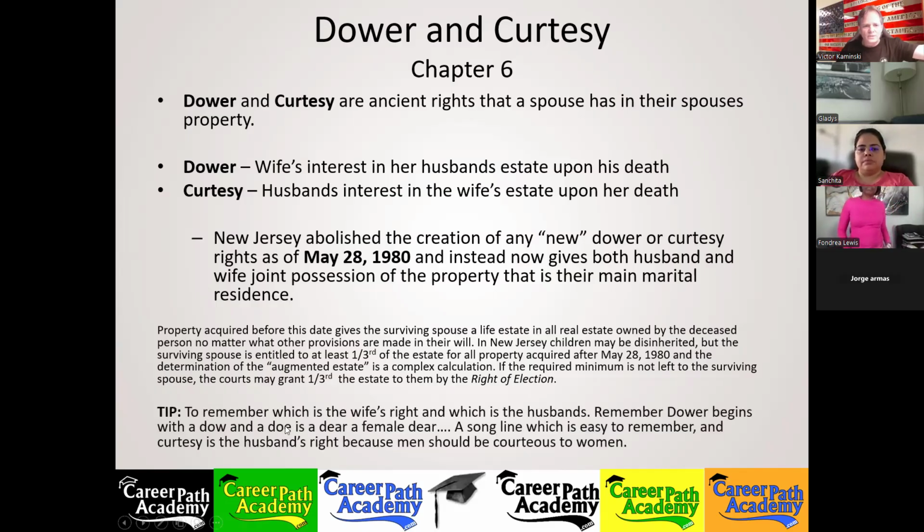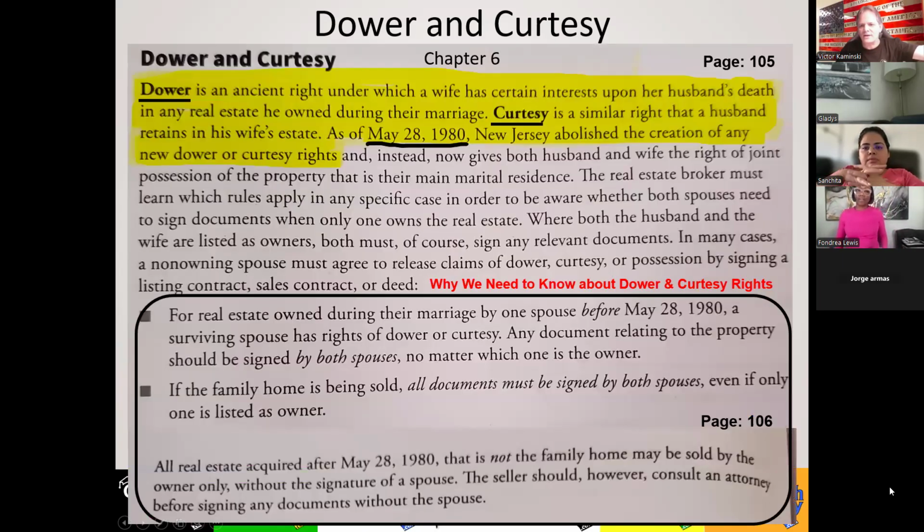Here's a little tip. To remember which is the wife's right and which is the husband's, dower begins with a doe, and a doe is a deer, female deer. That's the wife's right. And courtesy, because men should be courteous to women. That's the husband's right. Okay. And we'll leave off there. Oh, this is the highlighted stuff. You guys, if you want to highlight it, put a circle around that on page 105 and 106. We could finish up with the dower and courtesy stuff. And we will stop right here for the day and continue chapter 6 tomorrow.